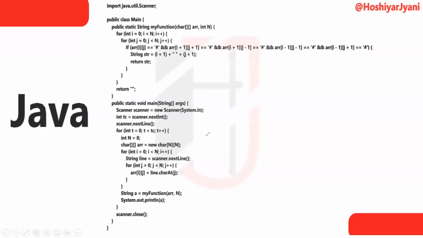Okay, so this is all about the code, guys. First of all, we are importing the Scanner class for taking input. After that, I am creating a Main class, and in the Main class we write all our code.